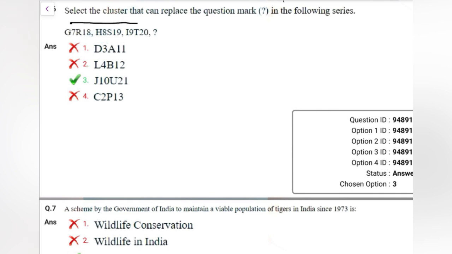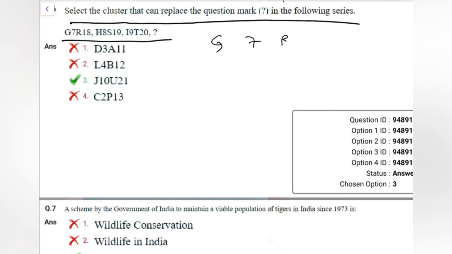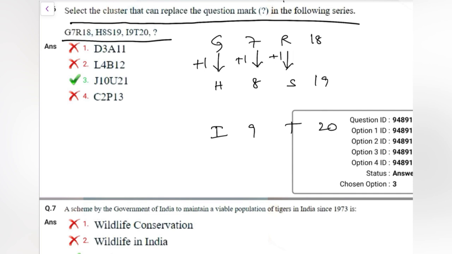Select the cluster that can replace the question mark in the following series. The series is G7R18, H8S19, I9T20. Here G to H is plus 1 by positional values and 7 to 8 is plus 1 and R to S is plus 1 and 18 to 19 is plus 1.